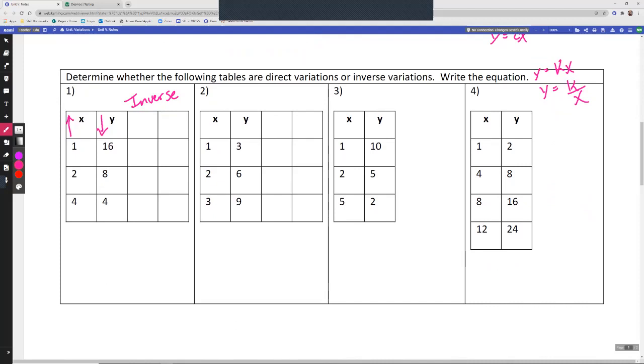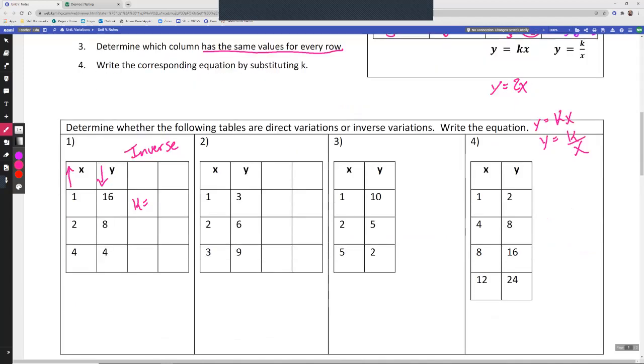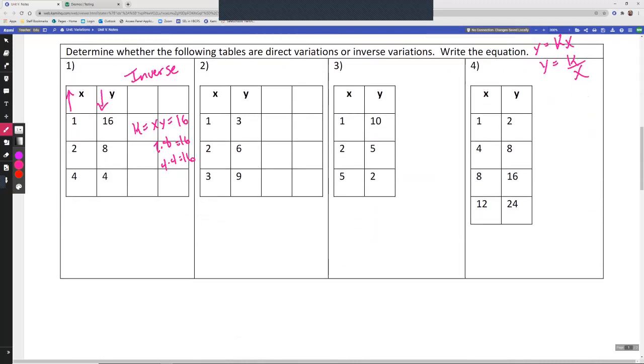K is equal to x times y, and if you don't want to use this version, you can always scroll up because it is written right here. And if you go outside the lines, it's not too bad. So on this first one, k is equal to x times y. 1 times 16 is 16. 2 times 8 is also 16. And 4 times 4 is also 16, okay? Now, I'm going outside the lines, but I do recommend you all stay inside the lines and keep it looking decent and neat.